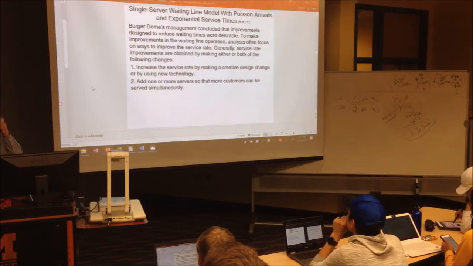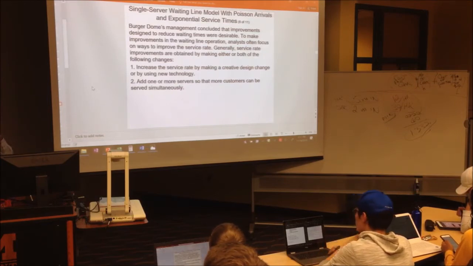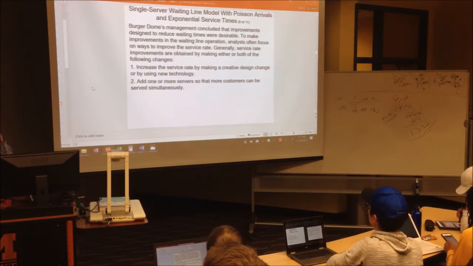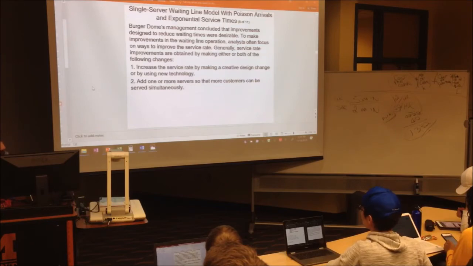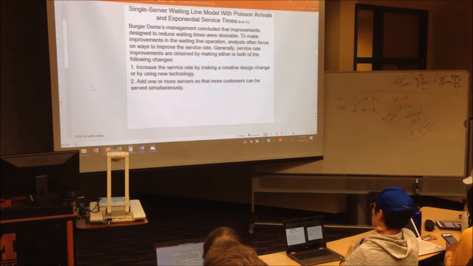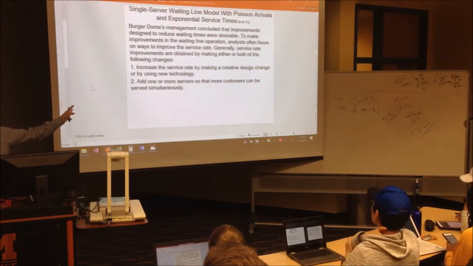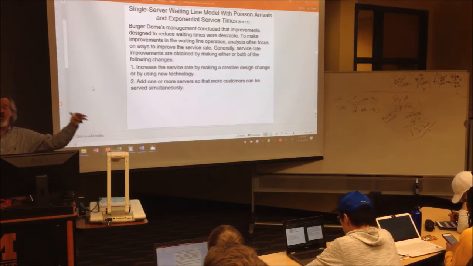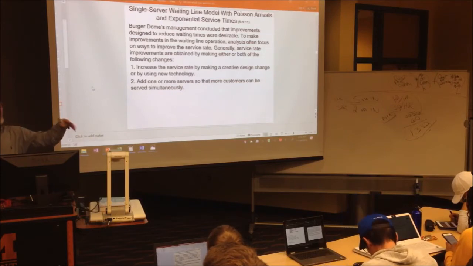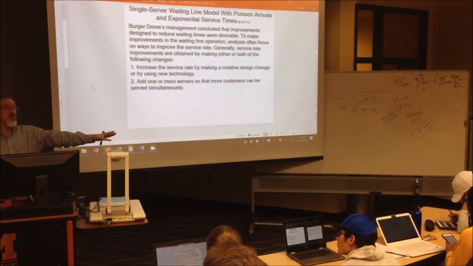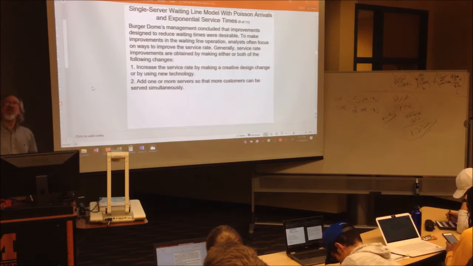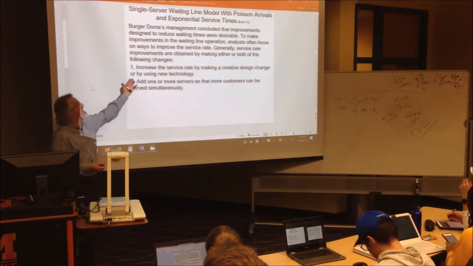Burger Dome's management concluded that improvements in the design to reduce waiting times were desired. To make these improvements, the waiting line analysis often focuses on improving the service rate. Generally, the service rate improvements are obtained by either of these 2. If you're managing a business and things are taking too long, customers are having to wait. I just had 2 customers leave from waiting so long in the past 2 hours. That's a bad thing. That brings your waiting costs way up.